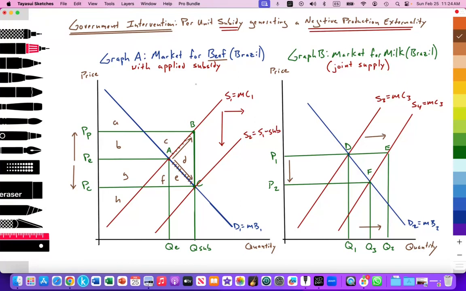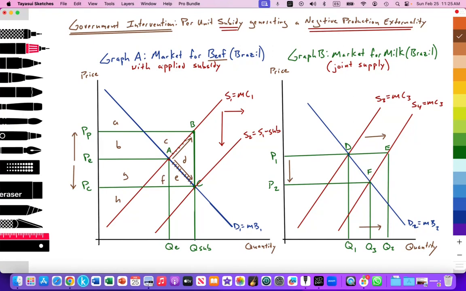It should also be mentioned that milk is jointly supplied with beef. So if there is an increase in price for beef, there's an increase in its quantity of supply, which would lead to an increase in the supply of milk in graph B from S3 to S4, holding price constant P1. We can see that's a non-price determinant of supply, joint supply. In the long run, though, in graph B, because of the excess supply, that would put downward pressure on price from P1 to P2, leading to a long-run equilibrium at Q3 or point F.